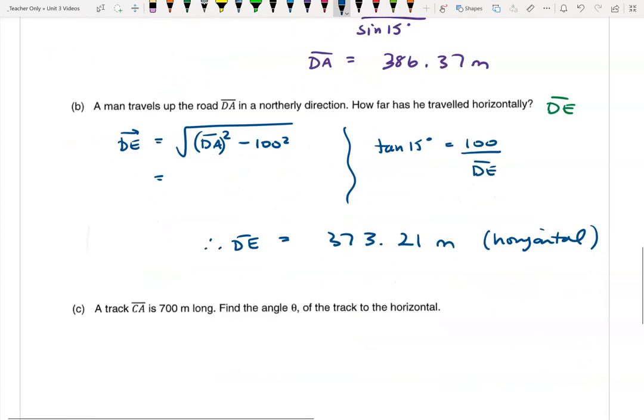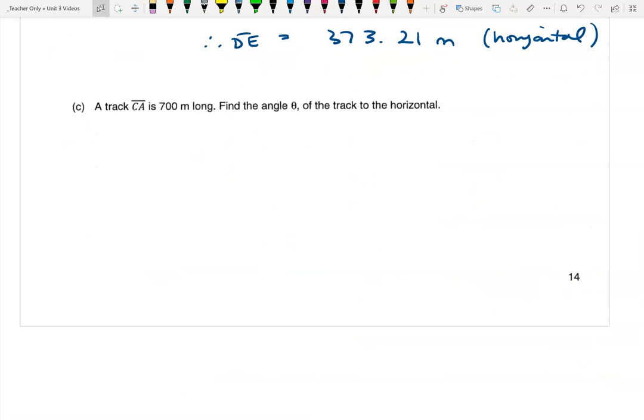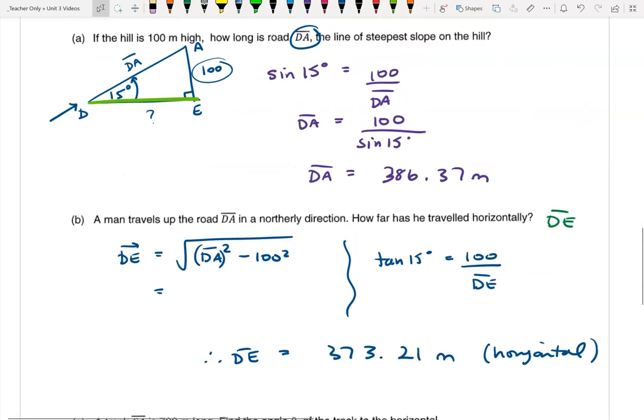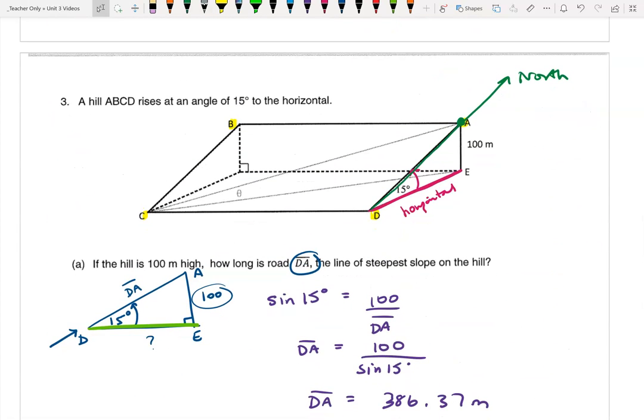So now I'd like you to pause the video and have a go at part C. A track CA is 700 meters long. Find the angle theta of this track to the horizontal. So let's have a look back at our diagram. Let's highlight CA in green. We've got a horizontal and it makes an angle of theta, which is highlighted in our diagram. So what I'd like you to do is work out what that angle is with that horizontal. And the horizontal means the base of our hill, represented by CE. Pause the video and come back and check your solution.